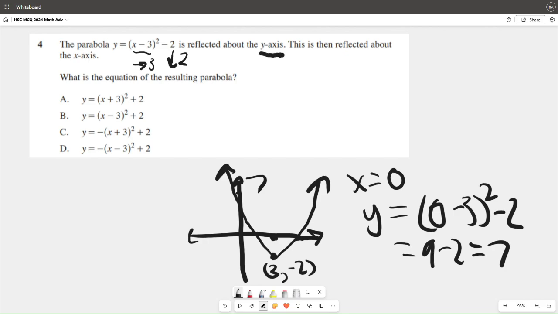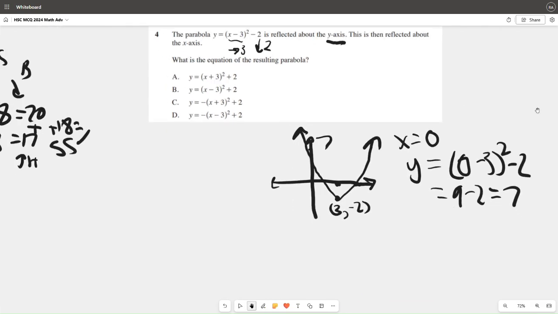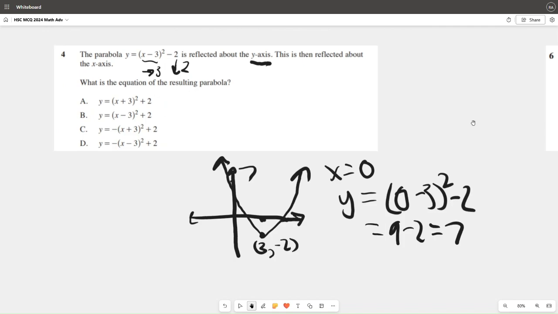First, we need to reflect about the y-axis. To reflect about the y-axis, basically we keep the y values the same and we make the x values opposite. So what do I mean by that? For example here, we've got the x value as 3 and the y value is minus 2. So we're going to keep the y value the same, so it's still going to be minus 2 when it's reflected, but the x value becomes opposite. So that means it's minus 3. So now our vertex point is here.